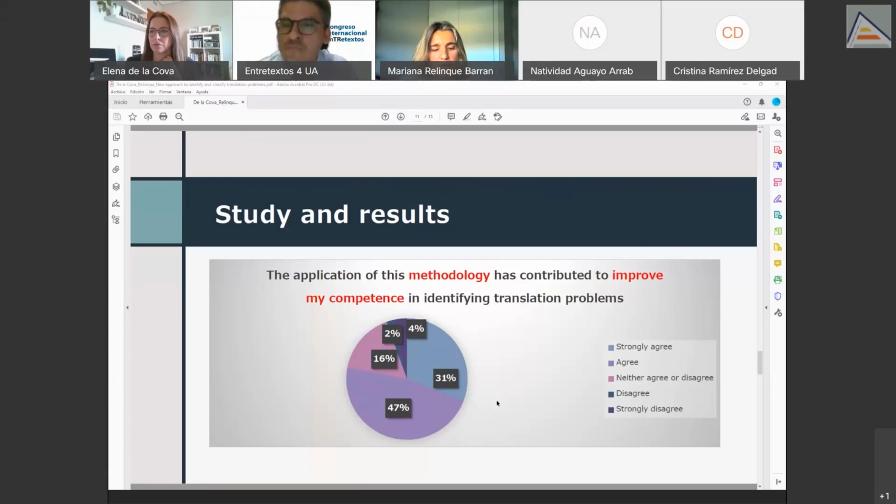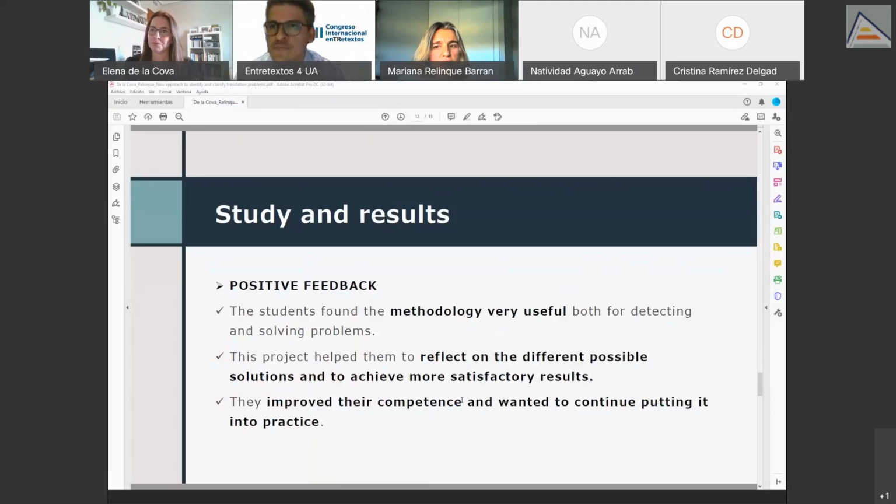Here again, we have a vast majority, again 78% of the students, who said that this methodology helped them to improve their problem-solving skills. This percentage is similar to the one we saw in the previous question, but it's important to remark that the number of students who strongly agreed is even higher than before. So it's very interesting because it shows that the methodology not only helps them to improve their performance for a specific task or project, but also that with it they could improve their competence.